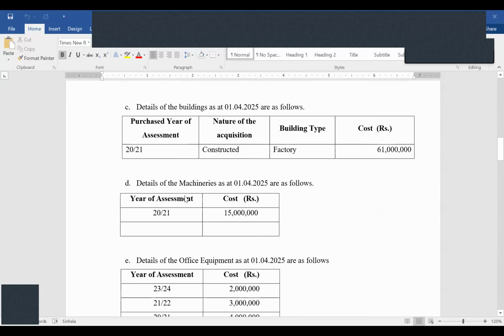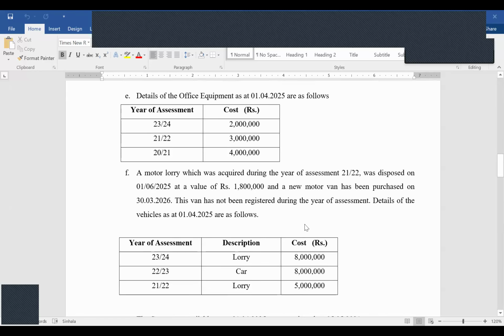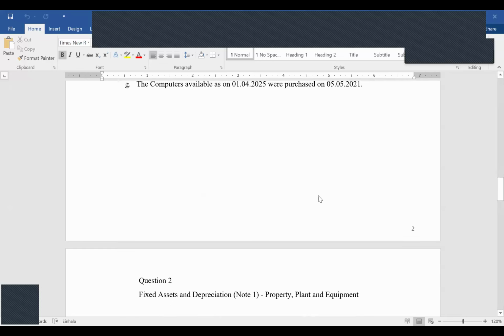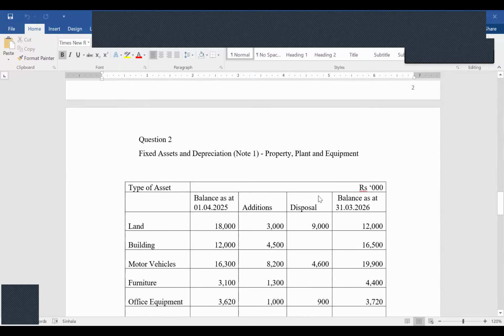Then details of machineries, assets. So here also, the opening breakup of the opening balance. Then you have to grant capital allowance for the assets purchased during the period. Then details of the office equipment. Then again motor lorry. So that lorry was sold during the period. Then computers. So that is question 1. Then we can move to question 2.